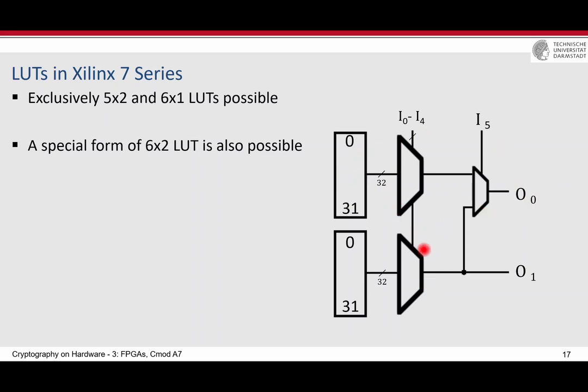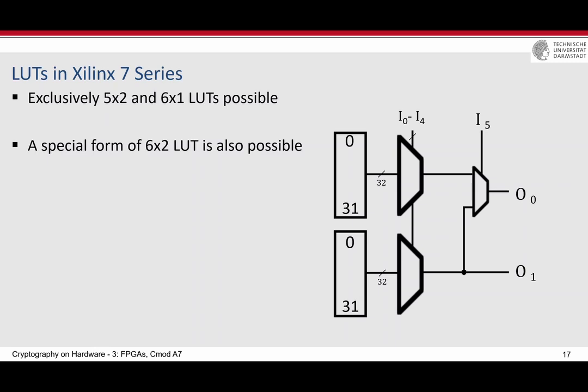But one of the outputs here is also given outside. That means you can completely ignore this I5 and set it in a way that this output is coming out and this is completely ignored. Then you have 2 completely individual and independent 5 to 1 lookup tables. Then we call it 5 to 2. They are individual, the configurations are individual, but the inputs are shared. That means if you change the input of this, the input of this is also changed.